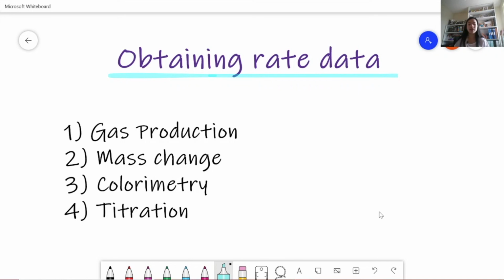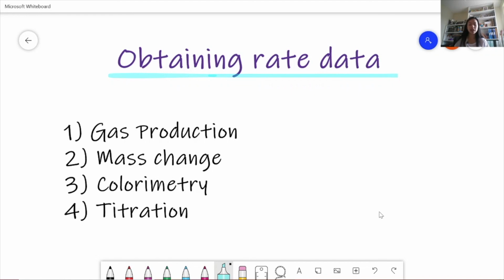For colorimetry, you use a colorimeter to measure the absorbance, so how much light is absorbed at various times during the reaction, and this absorbance will be proportional to the concentration. We then plot a graph of absorbance over time and find the gradient at various points, and so this is also a continuous rates method, and the rate will be proportional to the gradient.